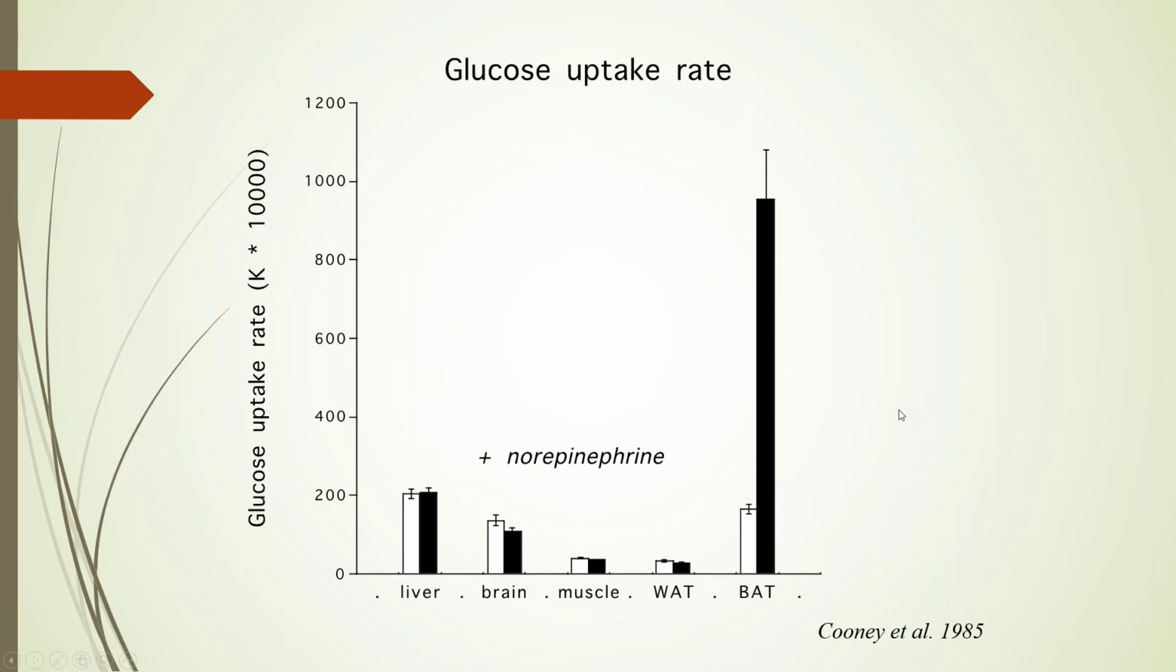This slide shows relative glucose uptake in response to norepinephrine in different tissues. You can see no other tissue is even close to the amount of glucose which could be taken up and utilized by brown fat when you're inducing it with norepinephrine.